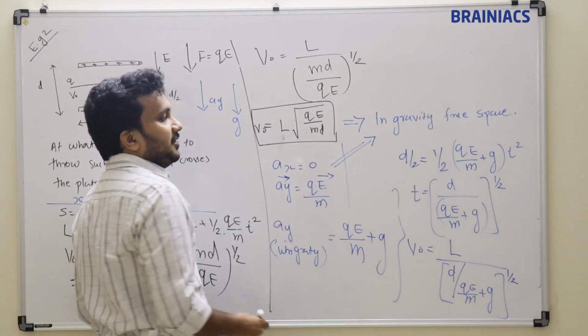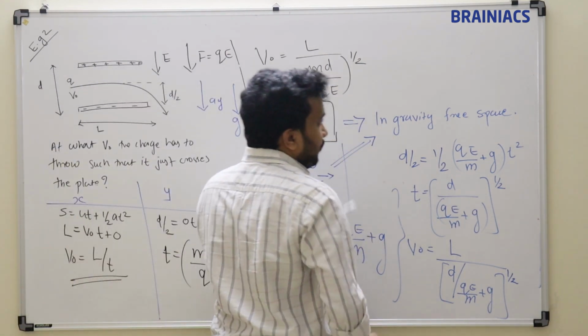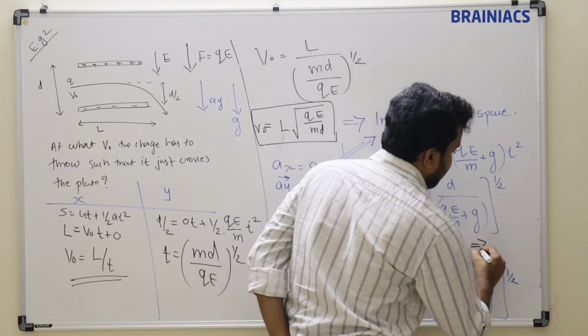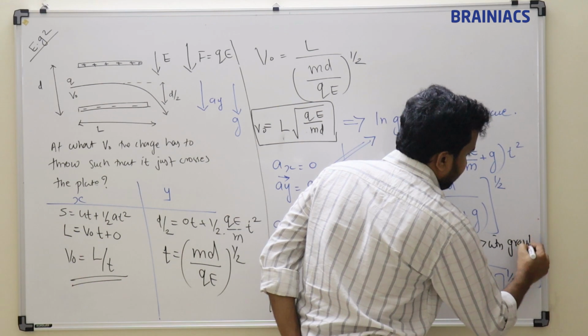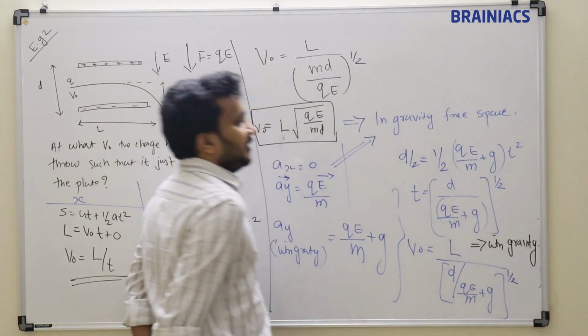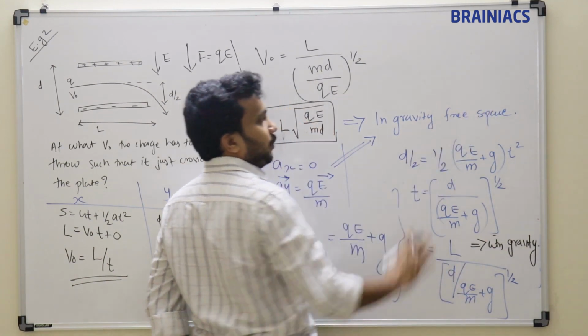The last equation is for gravity free space, and this one is with gravity. This is with respect to gravity. There is no other difference. So this is with gravity and this is without gravity.